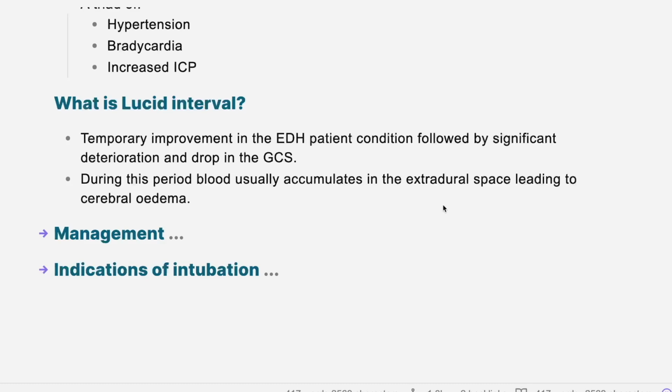The definitive management will be an escalation to the neurosurgeons to do an evacuation, craniotomy or craniectomy for the epidural hematoma.